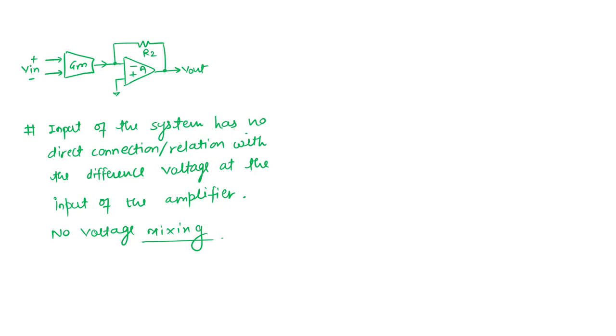Output is fed back at this node. V_D is V positive minus V negative. The V positive is a function of my V_out, but there is no direct relation of V positive or V negative with my input, so it is not voltage mixing.